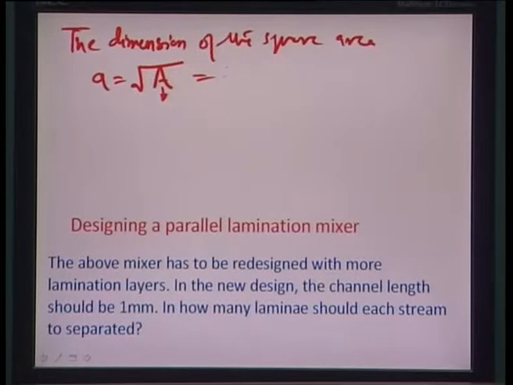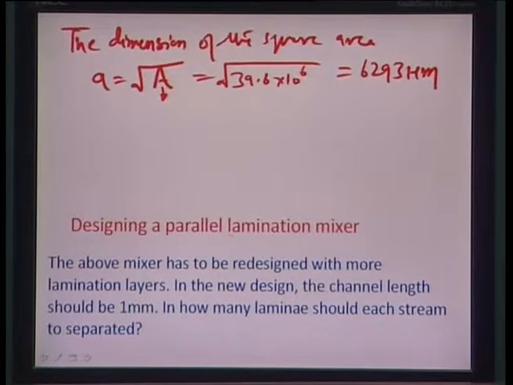So, essentially it is equal to root over 39.6 times 10 to the power of 6 micron square, which is about 6293 micrometers. So, this essentially is the area, about 6.3 millimeters by 6.3 millimeters, over which you can pack this serpentine or this meandering channel.